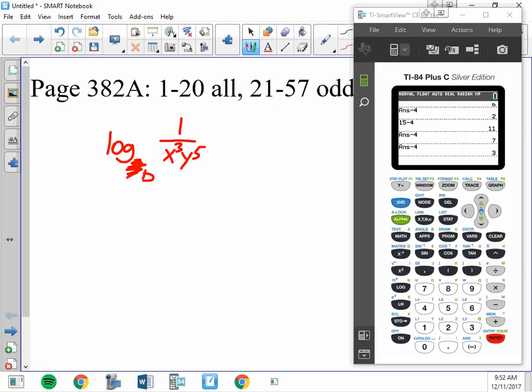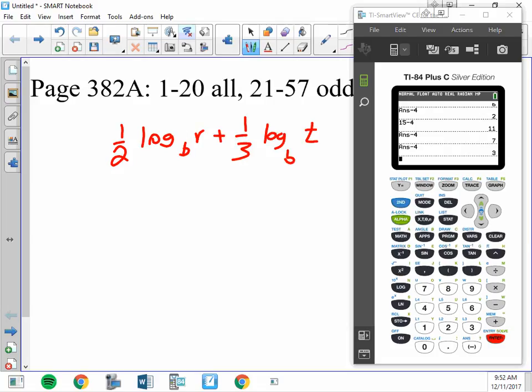Okay, 24. What are you going to get for number 24? The first one is 1/2, and the second one is 1/3, and both of those variables are in the numerator, so they're both positive. 1/2 log base b of r plus 1/3 log base b of t. Okay.